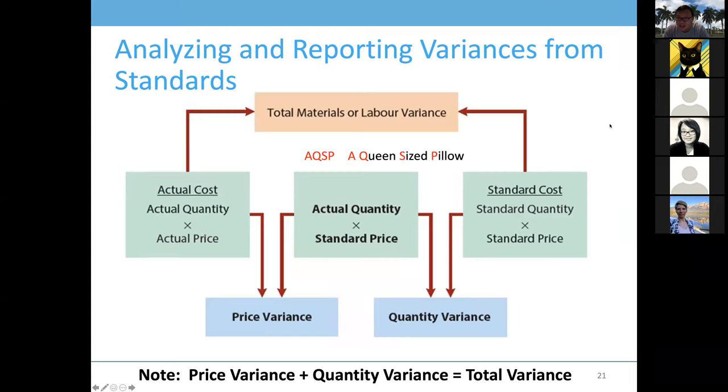So that's why I spend quite a bit of time talking about the middle box. You can see that the middle box is very critical, right? If you calculate this number wrong, your price variance and the quantity variance will be wrong. I think you can all figure out the left, the actual, and the right, the standard. It's just in the middle. This is AQSP, a queen-sized pillow, AQSP. So actual quantity times standard price, okay? This is very, very important.